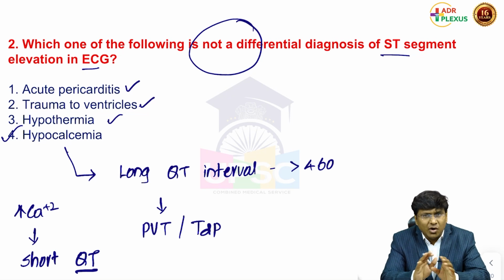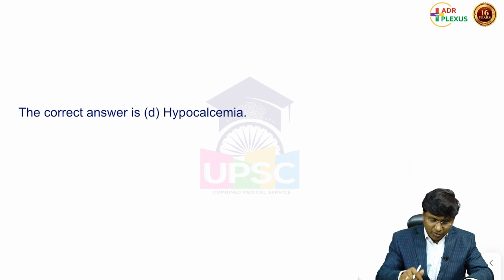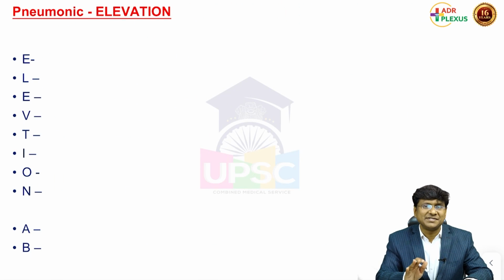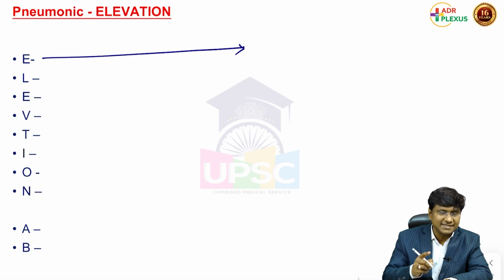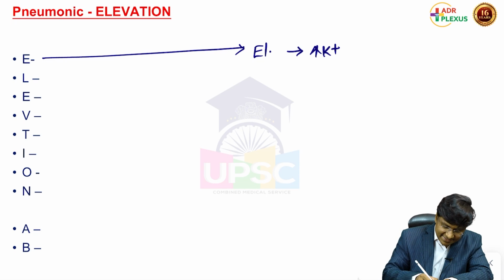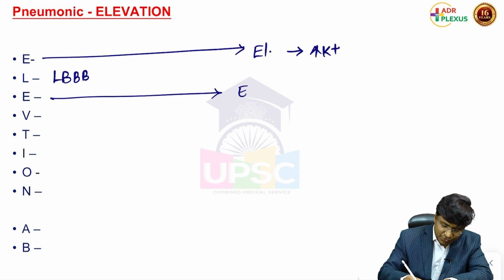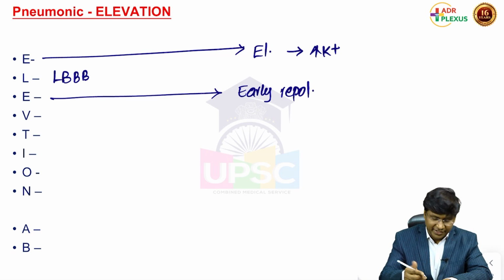Now, let me tell you all the conditions where you have ST segment elevation. I'll tell you that in the form of a mnemonic, and that particular mnemonic is ELEVATION AB. So what is this? The first E stands for electrolyte abnormality, and that electrolyte abnormality is hyperkalemia. L stands for left bundle branch block. And the next E stands for early repolarization syndrome. I'll be showing you all these ECGs, early repolarization syndrome or early repolarization variant.